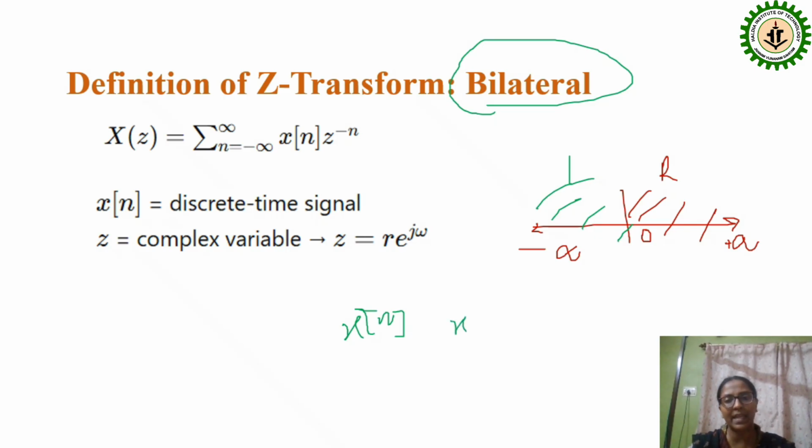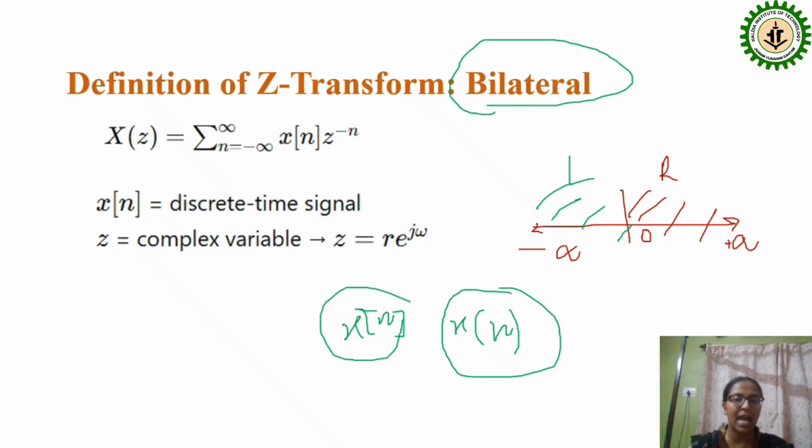If you are using x(t), this is the continuous time domain expression. But when we use x[n] in that way, it means this is the discrete time signal. So the summation n equals minus infinity to plus infinity x[n] z to the power minus n, where x[n] is the discrete time signal and z is the complex variable. Z can be written as z equals r e to the power j omega.